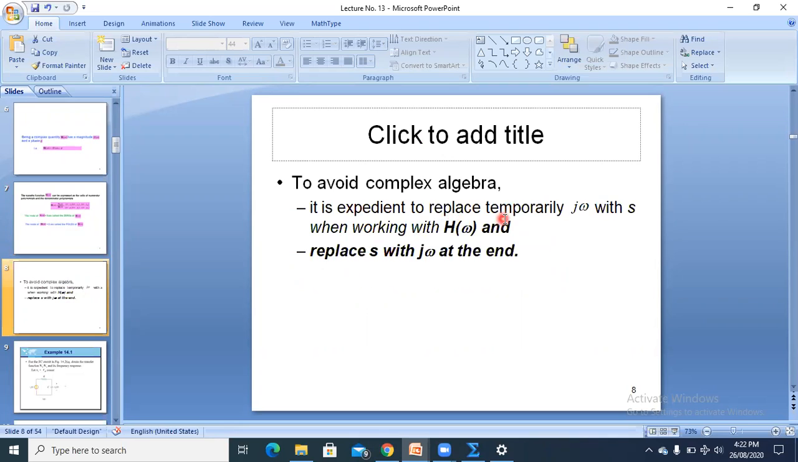To avoid the complex algebra, in the phasor representation or circuit representation, we replace j omega by s. This is for the sake of simplicity.